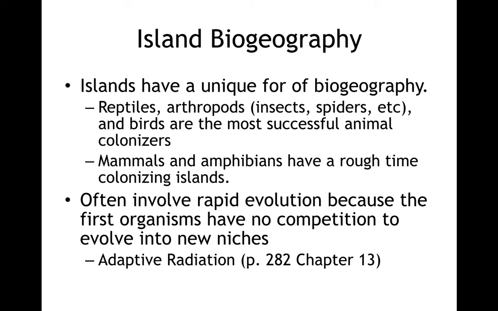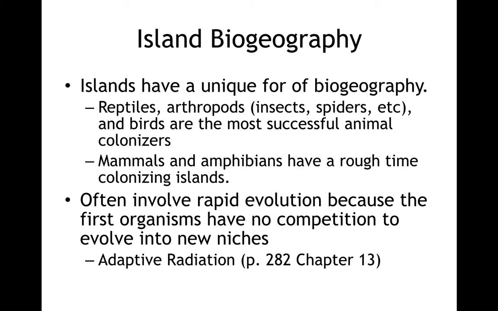When they land on an island, now they can change unhindered because there's no one else they're competing with. So when they change, they don't have to be better than anyone else. They just have to change through time, and then they'll take over a new niche. So what happens is you have a lot of speciation events occur on islands, and this is one of the reasons why islands have their unique biota.